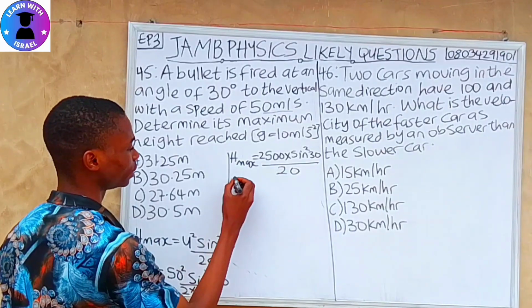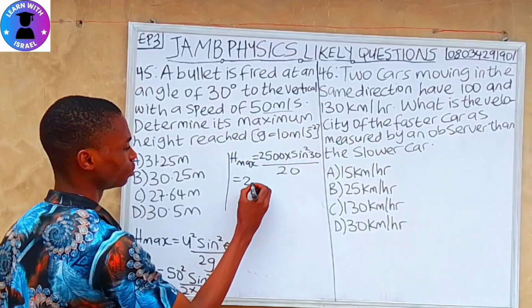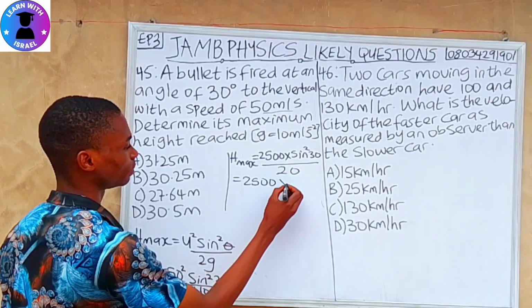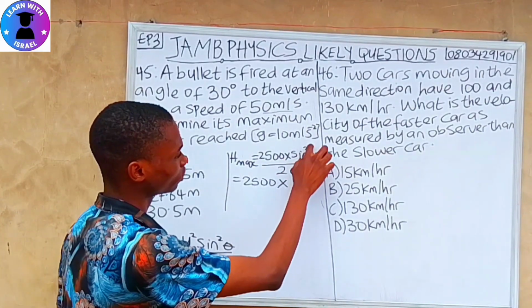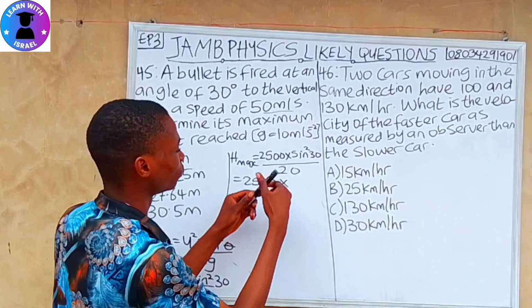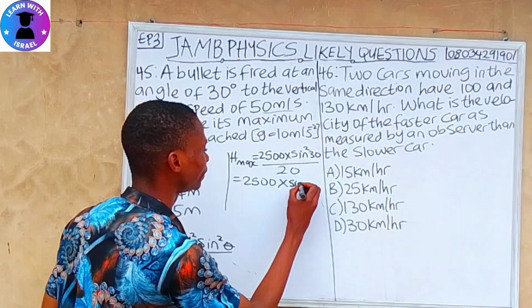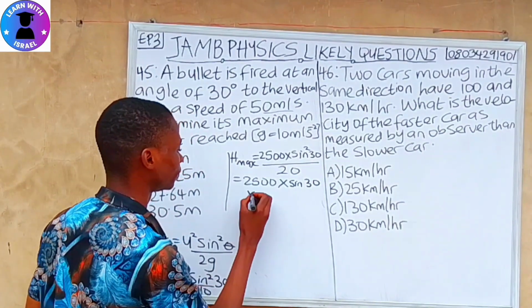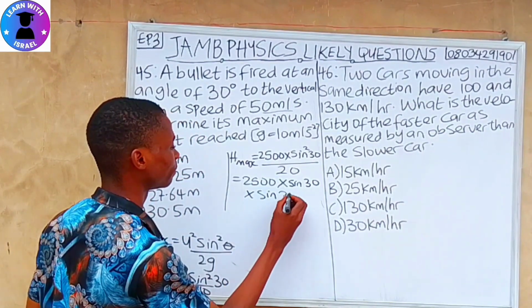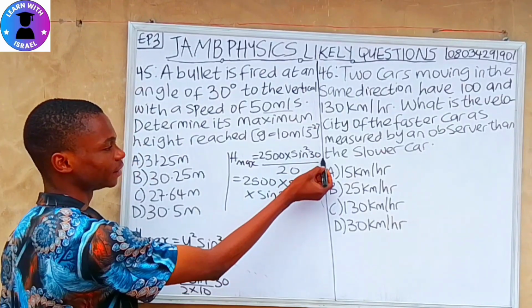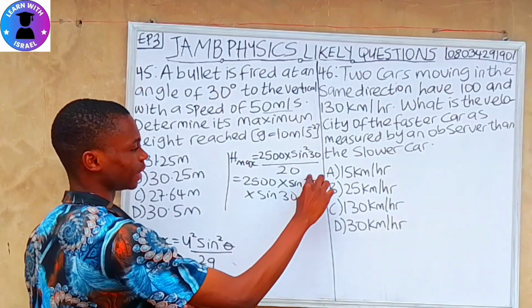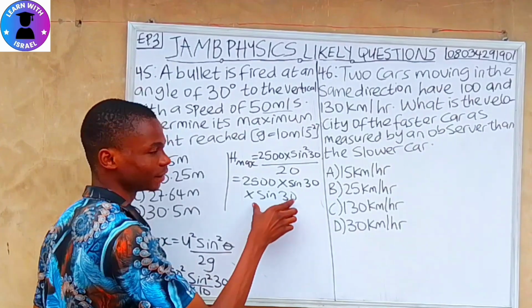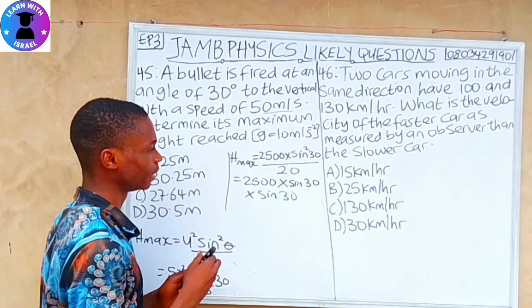So our h max equals 25 multiplied by, what do we do here? It might seem confusing. The thing you need to do here is to write sine 30 times sine 30, sine square 30. If you find yourself in this kind of situation, you just write it as sine 30 multiplied by sine 30. I hope that is clear now.